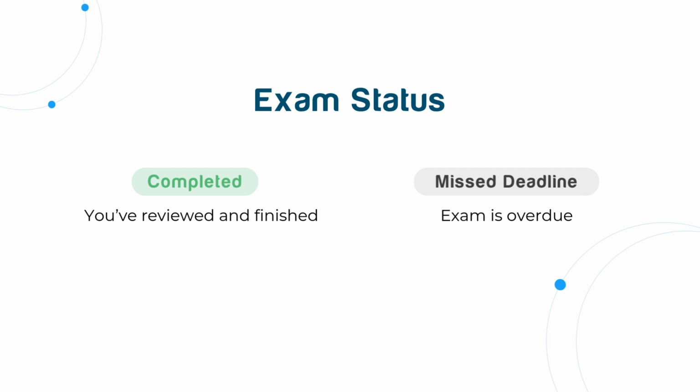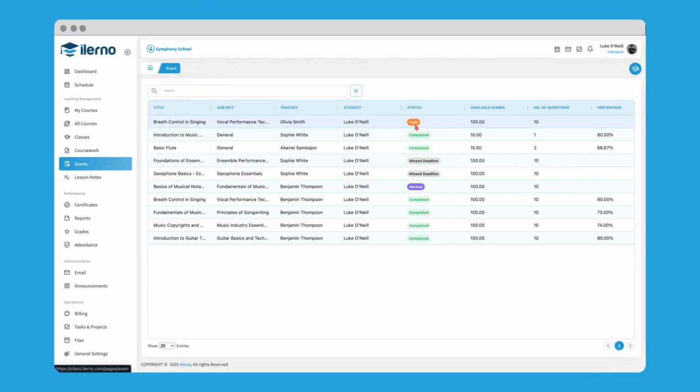A missed deadline status appears when an exam is past its due date, and you can no longer submit answers. Now that you know your to-dos, let's take one off the list.